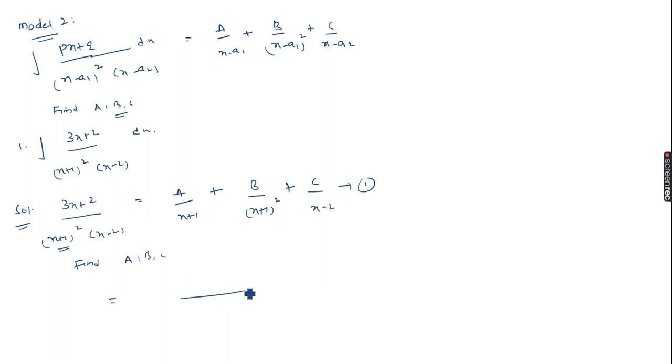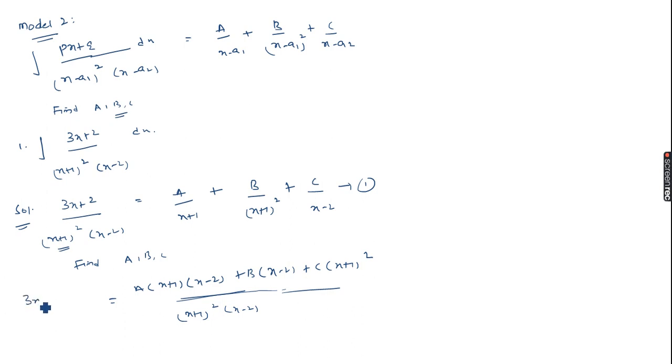Here what is the LCM? The LCM is x plus 1 whole square into x minus 2. So first it can be written as a into, we have only one x plus 1 involved, but here we have x plus 1 whole square. One x plus 1 is involved here, x plus 1 and x minus 2. B into x minus 2, because x plus 1 whole square will be cancelled. Plus c into x plus 1 whole square, since x minus 2 is cancelled.